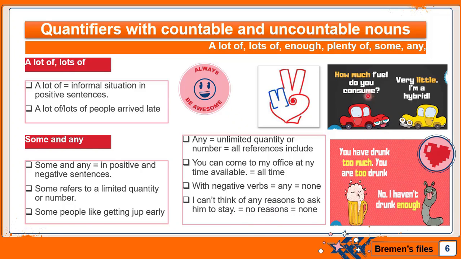Look at this picture now, it's a bit funny. How much fuel do you consume? Very little. I'm hybrid. Very little, to show the limitation. You have drunk too much. You are too drunk. No, I haven't drunk enough. Enough here is for the uncountable noun. Okay?